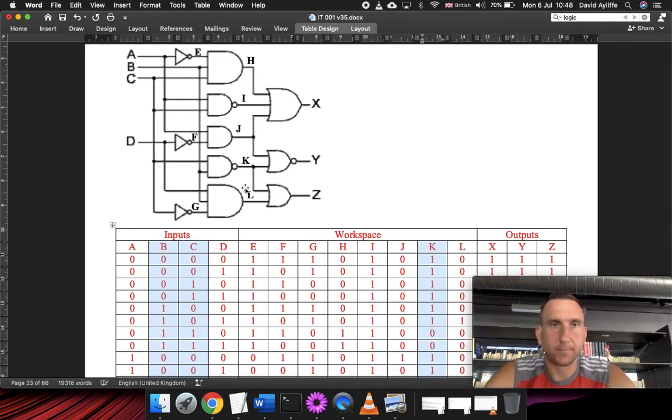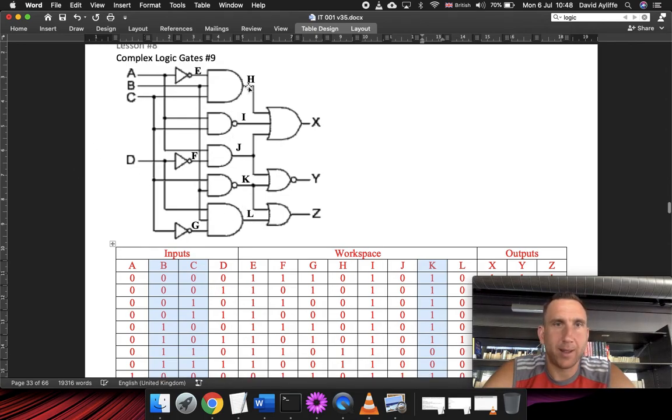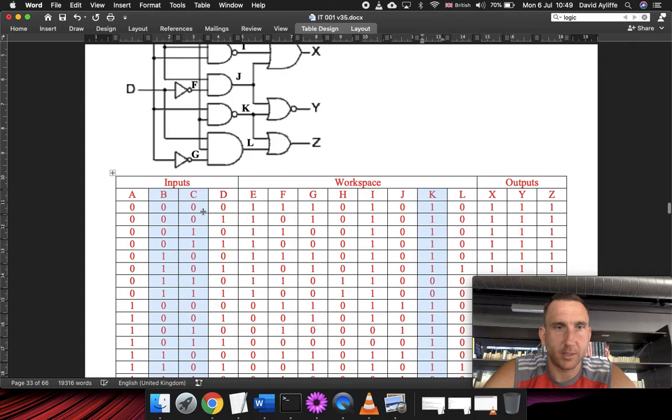L. Okay, so L is like H, so it's a 3 input AND gate. So H is E, B, C. So let's highlight these.